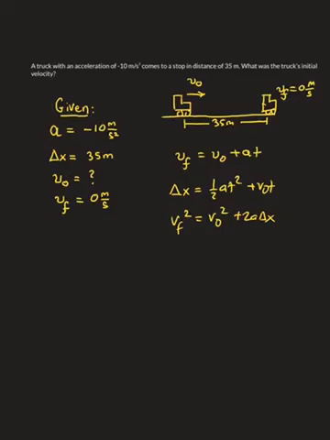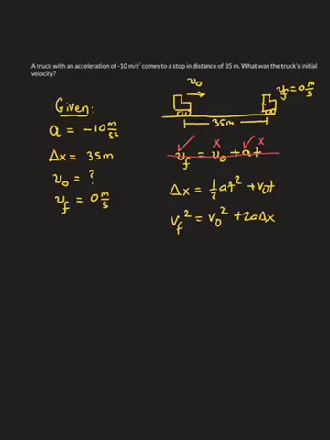For example, v final is a variable that we have in our given list, so we're going to put a check mark there. V initial is a variable that we do not have in our given list, so we're going to put an x there. Acceleration is a variable that we do have, and time is a variable that we do not have. We do not know how long it takes the car to stop. So that's two unknowns in one equation. That means that we're not going to be able to use that equation to calculate our initial velocity because we have time as an unknown.